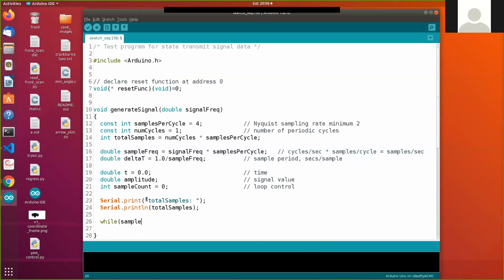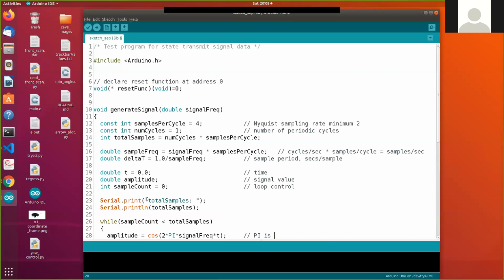And what we're going to say is while sample count is less than the total number of samples, our amplitude of our signal value, whatever you want to call it, and actually if I use cosine, it doesn't matter. All right, so I need 2 times pi times the signal frequency, right? Because we're trying to generate this value at our signal frequency times t, right? So 2 pi f is omega times t.